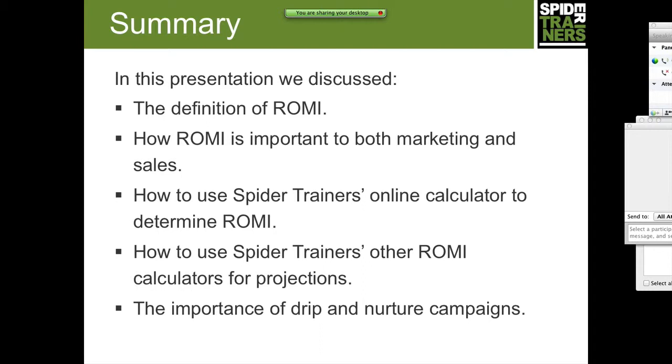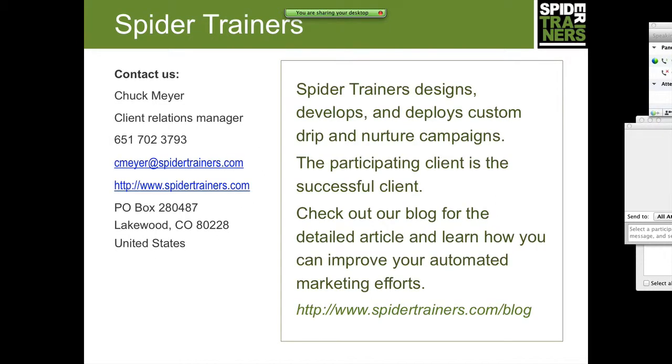If you take a look at your historical performance in ROMI, you can then figure out, using that historical performance, what it can mean to a campaign that we're planning, and where we want to make changes in our campaign to improve it. And then last, we talked about the importance of drip and nurture campaigns in an automated system in order to amortize overhead costs over a specific amount of time.